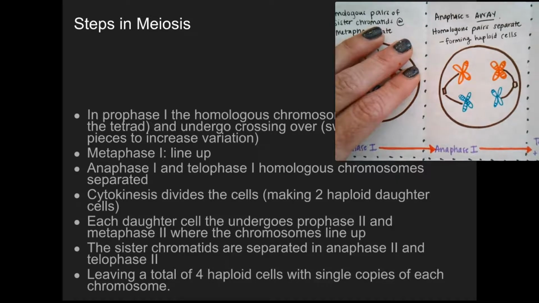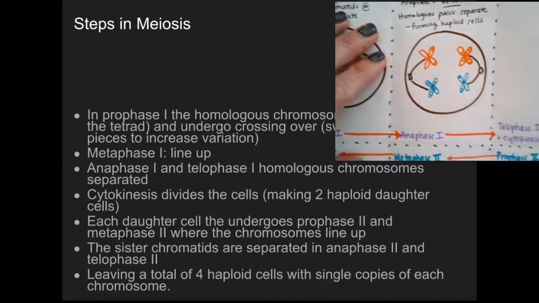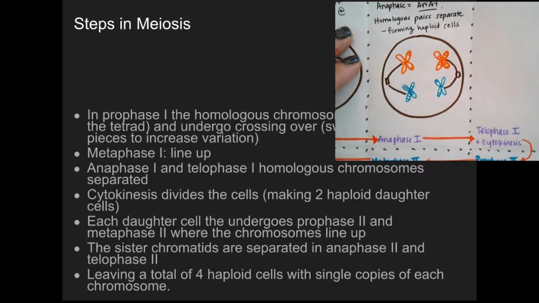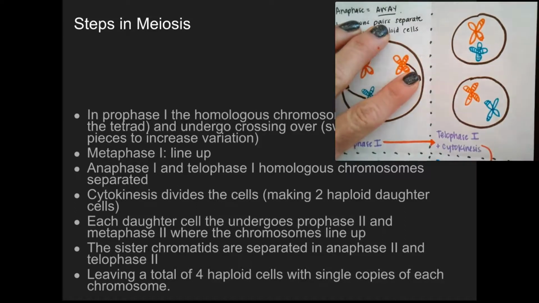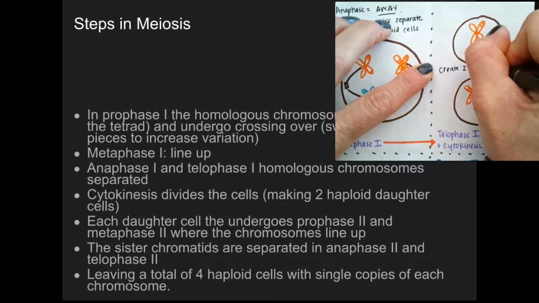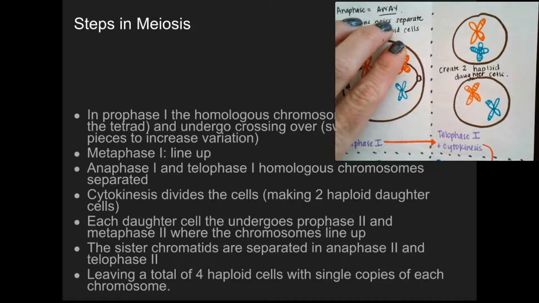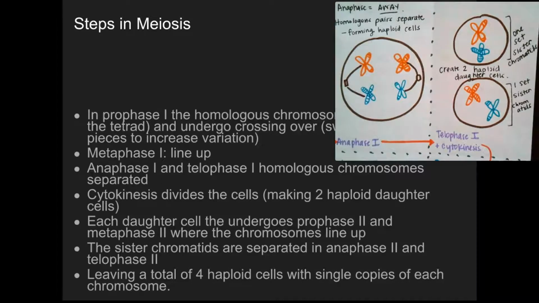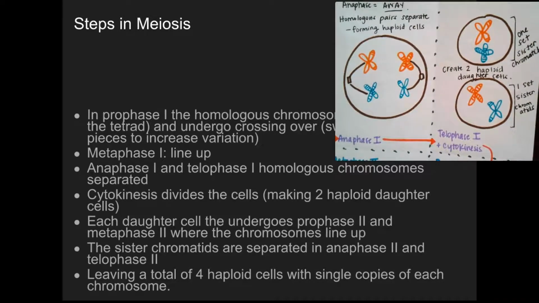As we move through telophase and cytokinesis, we make two separate haploid cells. So through telophase and cytokinesis, we create two haploid daughter cells. Each one ends up with one set of sister chromatids. And then we're ready to start prophase 2. In telophase and cytokinesis, we're going to see the cellular machinery redivided. We're going to see the spindle fibers dissolve and the nucleus reform.